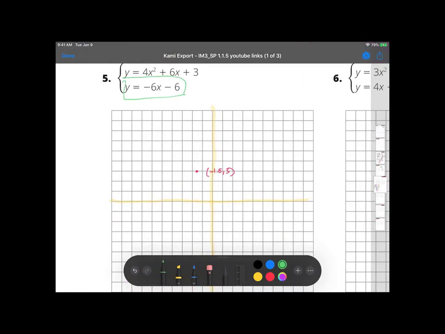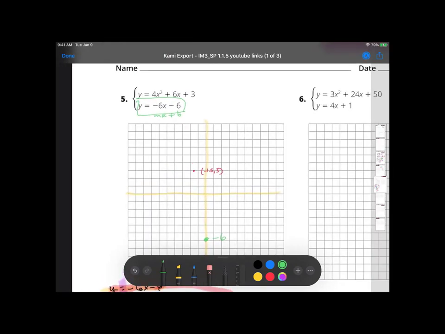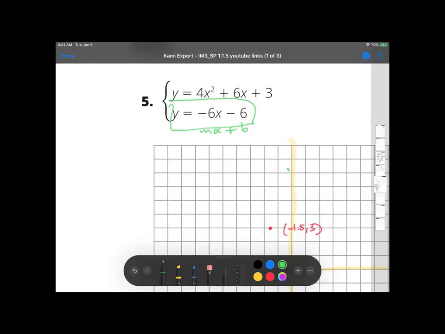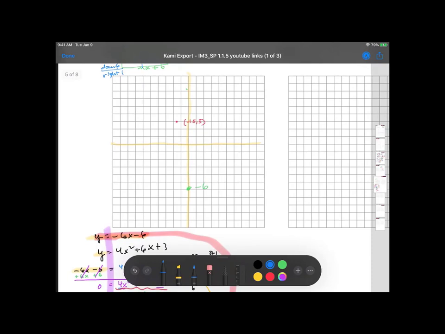Y equals -6x minus 6. So again, mx plus b, it's linear. My y-intercept is -6, 3, 4, 5, 6. Okay, and it has a slope of -6 over 1, which basically means down 6, right 1. Does that say down? That says down. Okay, let's try it. Down 6, 1, 2, 3, 4, 5, 6, right 1.